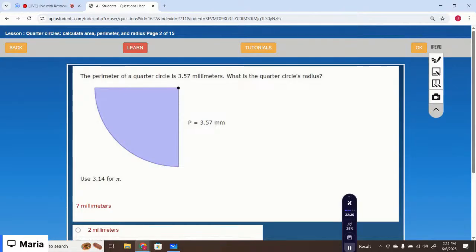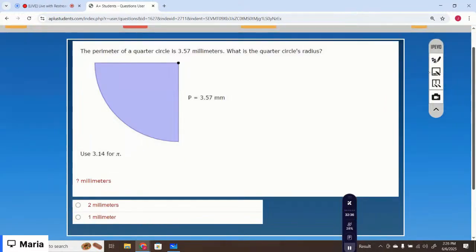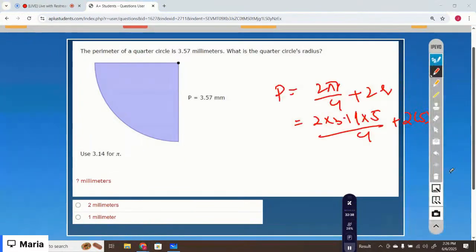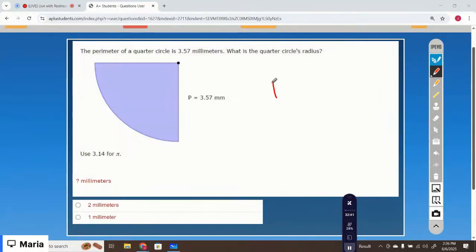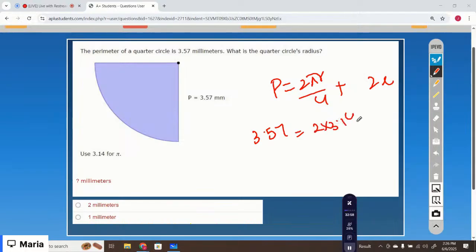The diameter of the quarter circle is 3.57. What is the quarter circle's radius? So you are given the perimeter, right? That is it equals 2 pi r over 4 plus 2r. We are given the perimeter, that is 3.57. Let's just solve it for r. 2 times 3.14 divided by 4 r plus 2r.